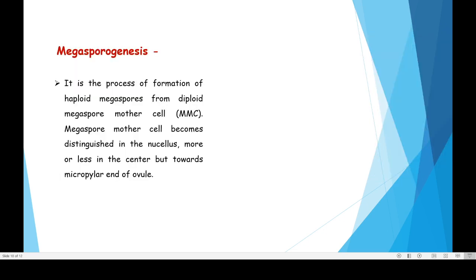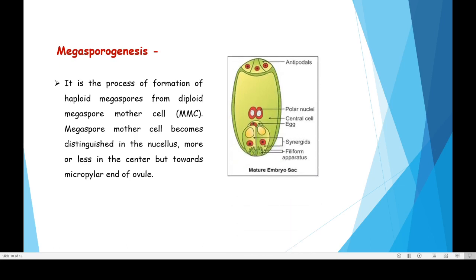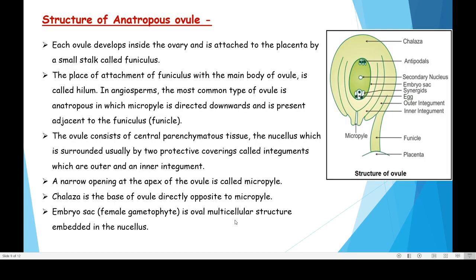Now let us come back to the nucellus. This nucellus has a structure called the embryo sac or female gametophyte. This is oval in shape. You can see, in the previous slide also, this was oval in shape, and this is known as the female gamete or megaspore.